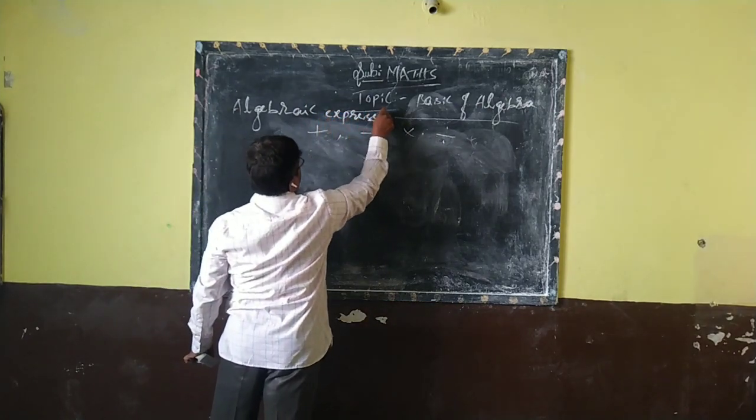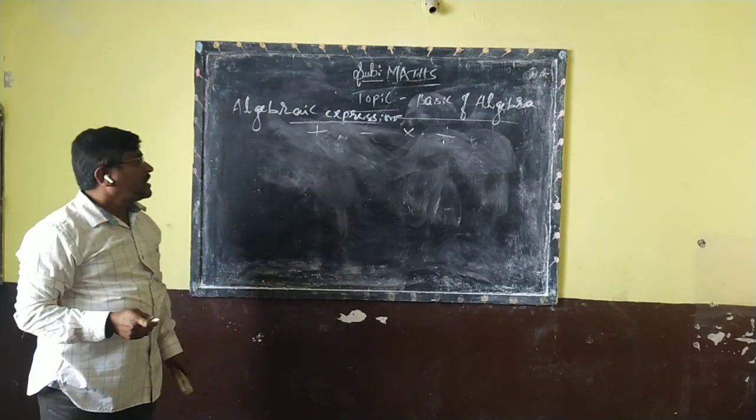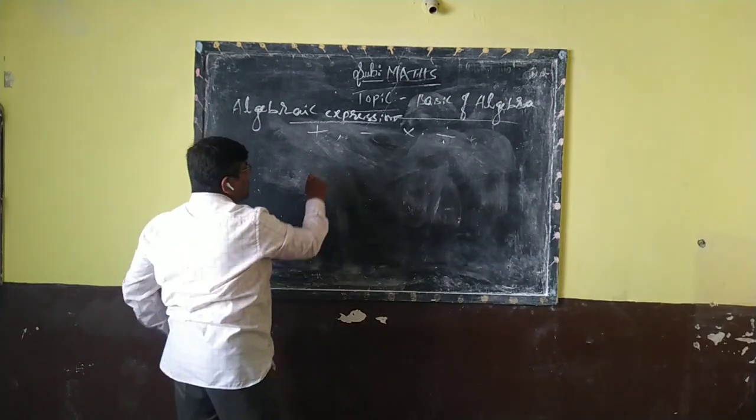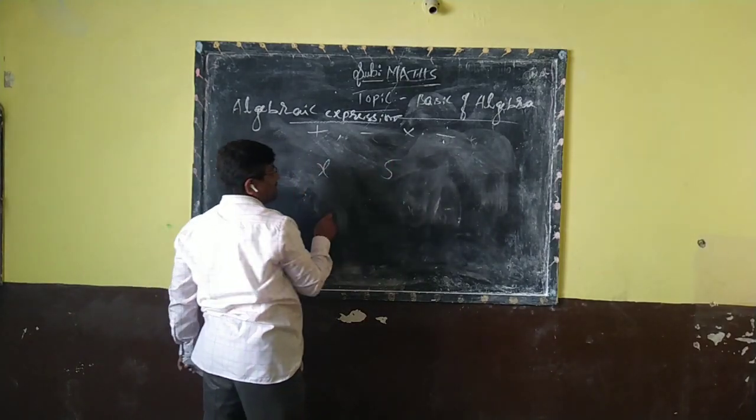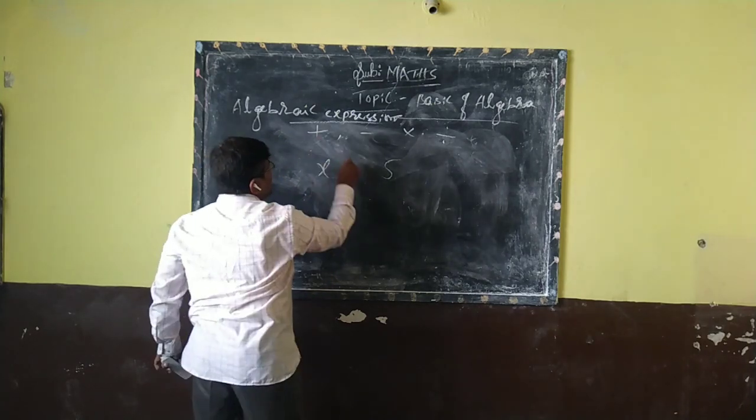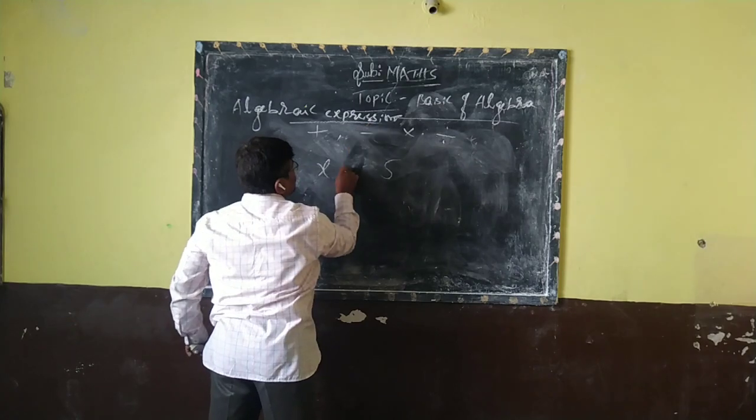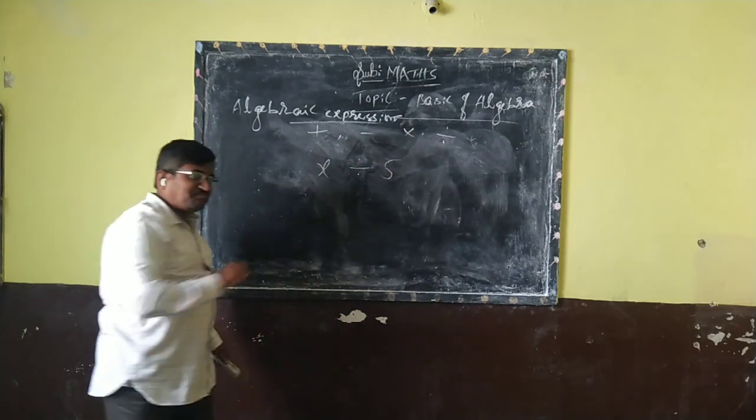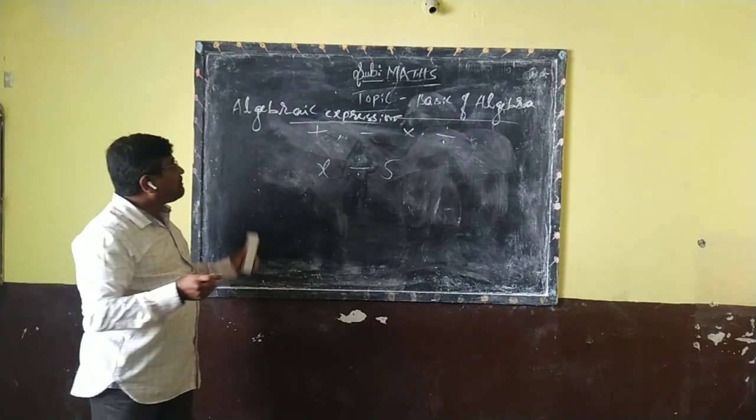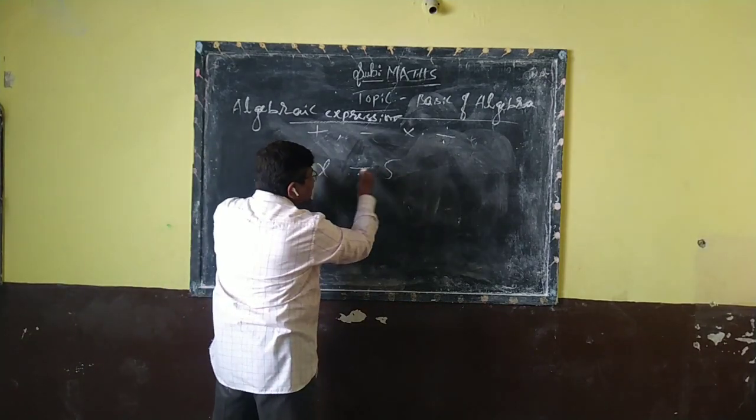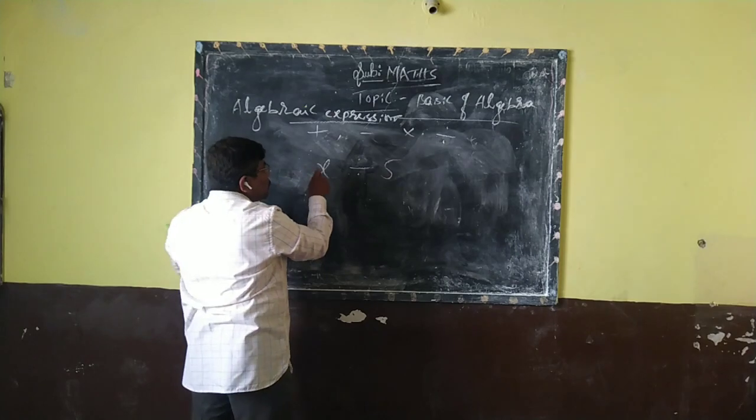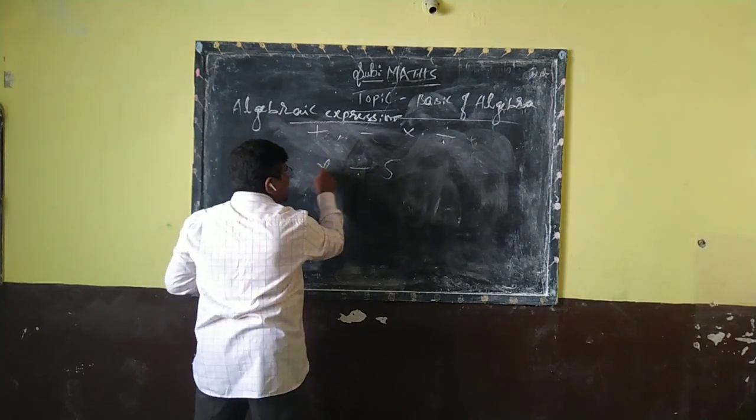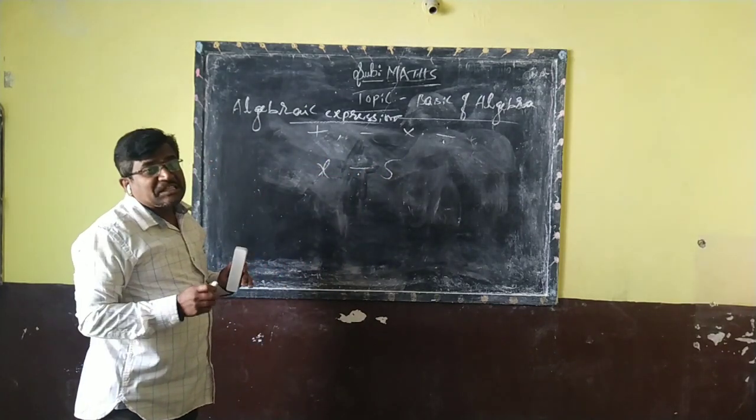Algebraic expression means the fundamental operations are connecting the variable and constant. Either you can use the plus sign, or the minus sign, or into, or the division sign. The fundamental operations are connecting the variable and constant. It's called an algebraic expression.